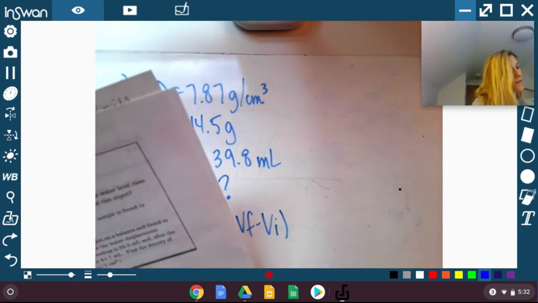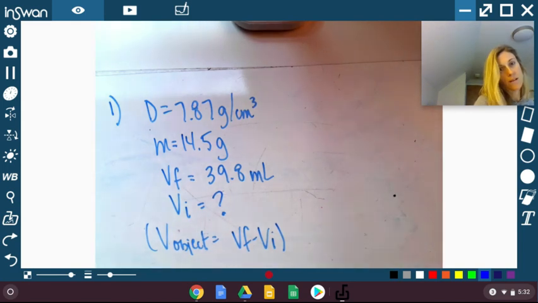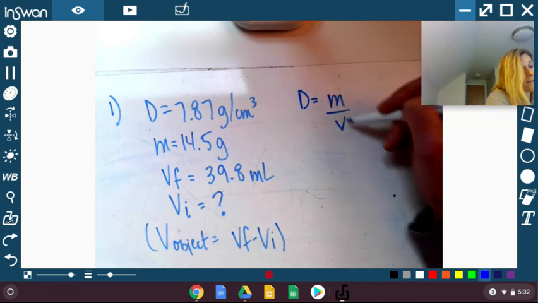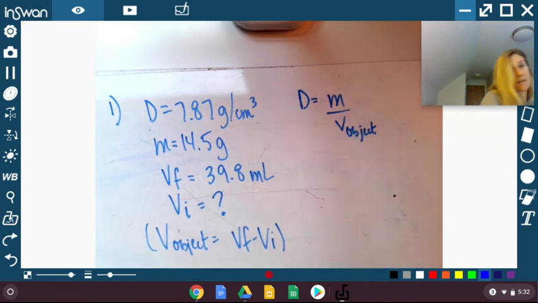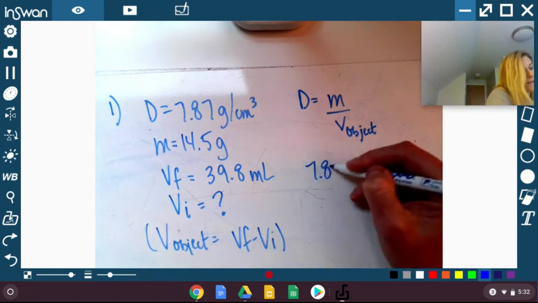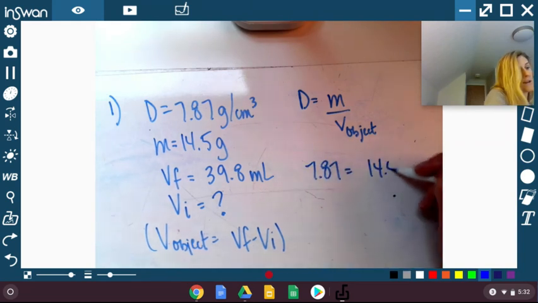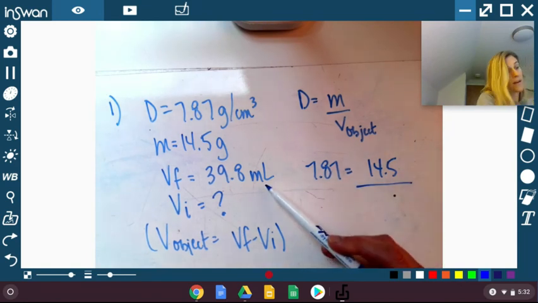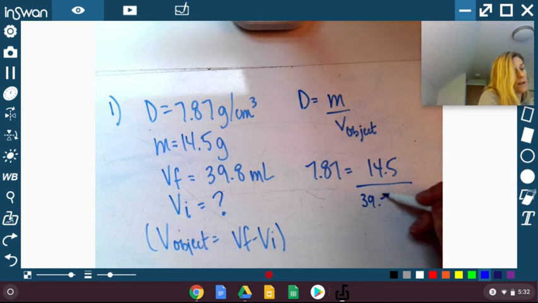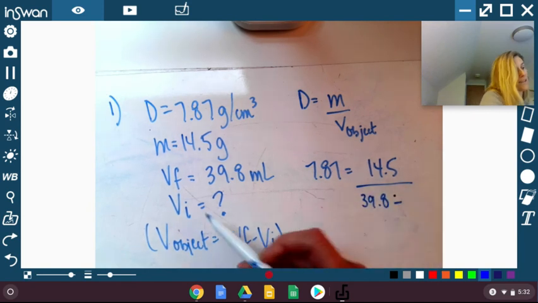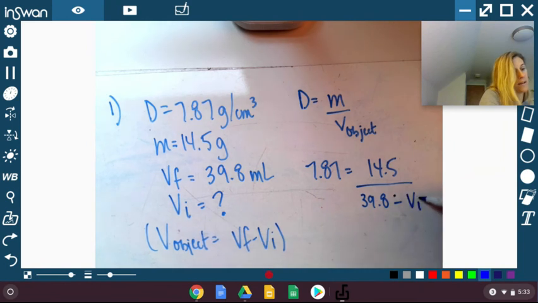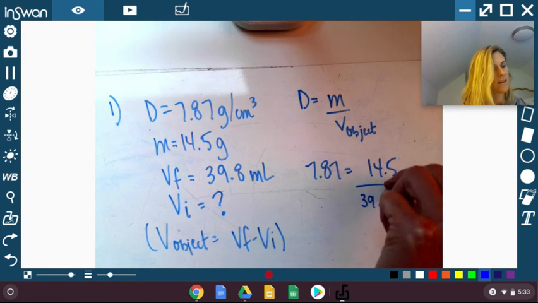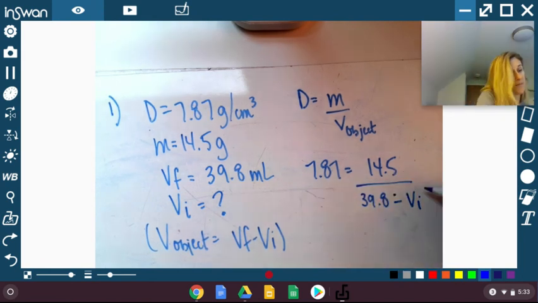Okay, so to set this up, I would set it up algebraically. So density is mass over volume. So D equals M over V. When we say V, we're saying V of the object again. So density is 7.87, mass is 14.5. And then we don't know the volume of the object, but we know the final, so we know 39.8 minus V sub I. Or you can use X if that makes you happier.